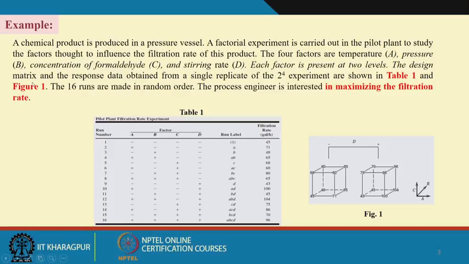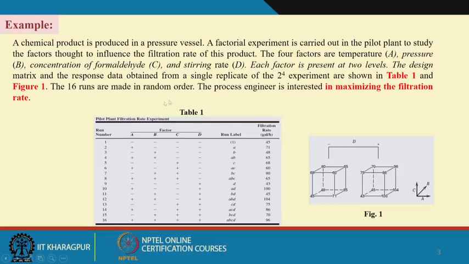The design matrix and the response data obtained from a single replicate of the 2 to the power 4 experiment are shown in table 1 and figure 1. The 16 runs are made in random order. The process engineer is interested in maximizing the filtration rate.